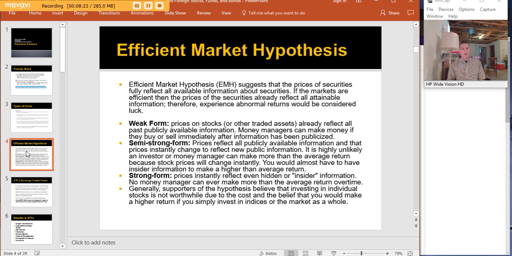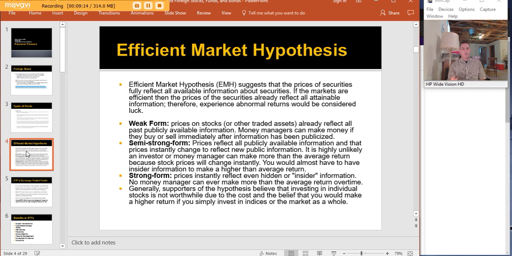So the question is, can you really make money buying undervalued stocks and selling them when they become overvalued? And that gets us into an award-winning hypothesis called the efficient market hypothesis. And that suggests that prices of securities fully reflect all available information about the security. If the markets are efficient, then the prices of the security already reflect all attainable information. So, experiencing abnormal returns would be considered just pure luck. In other words, if everybody's got the same information, then why would anybody buy an overvalued stock? And what we realized later on is that not everybody does do that, but instead they use different forms of analysis. And that's what gets into technical analysis.